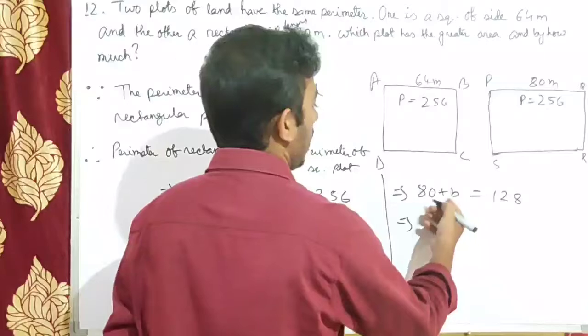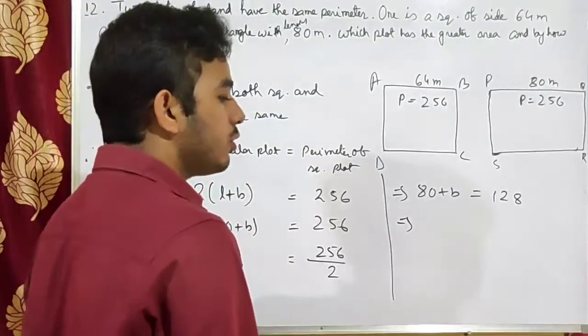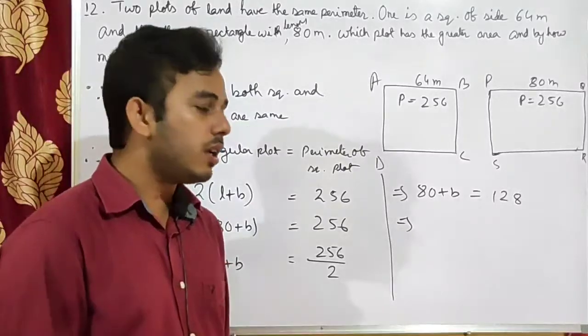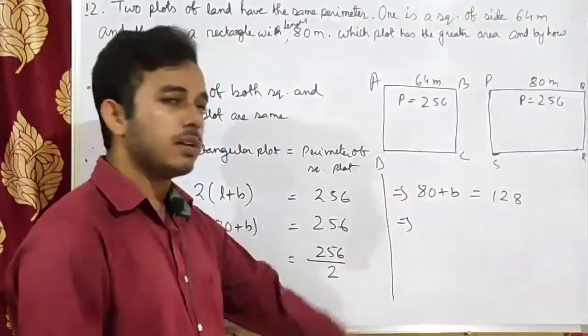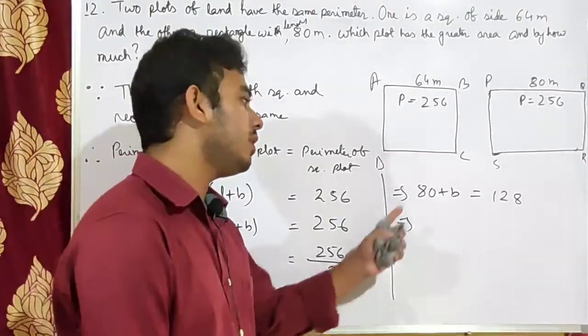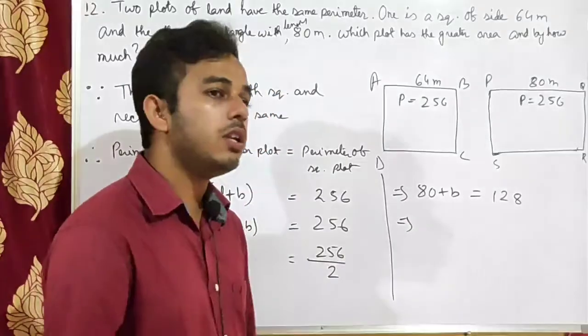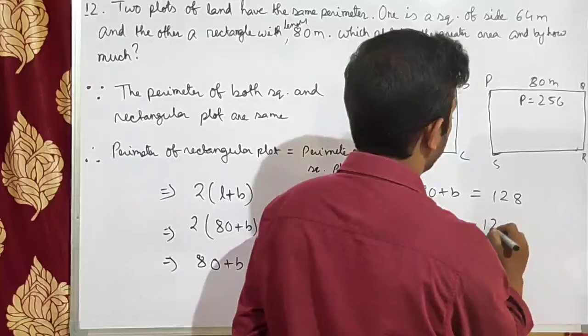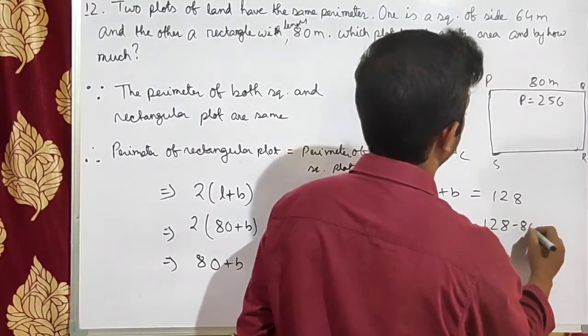Okay, now we have to find the value of B, right? So we'll keep B on the left-hand side and take the remaining terms one by one to the right-hand side. Here 80 is added, so it is positive, and when I change the side it will be negative. So B equals 128 minus 80, isn't it?